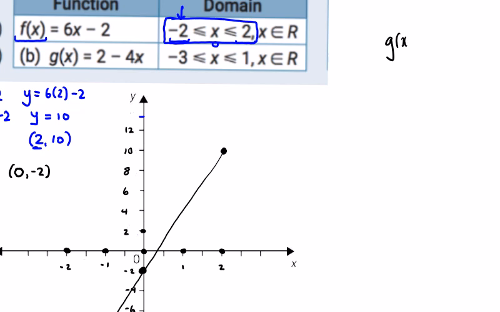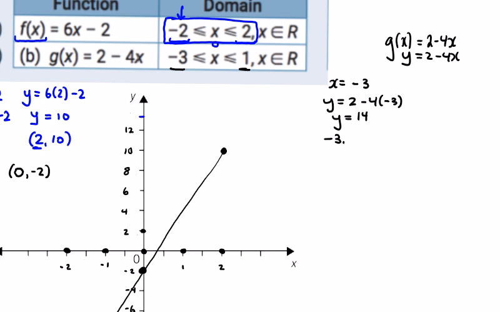The next one we're asked for, g of x is equal to 2 minus 4x. And you can see the endpoints here. We'll do them first, when x is equal to minus 3. Y equals 2 minus 4x. Be consistent. So y is equal to 2 minus 4 by minus 3. Y is equal to 2 plus 12, which is 14. So the point minus 3, 14.